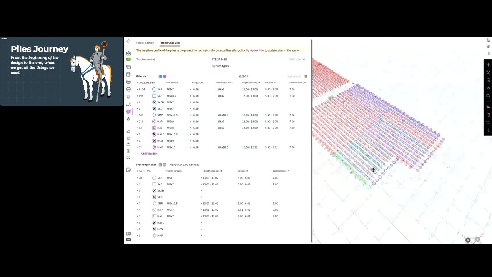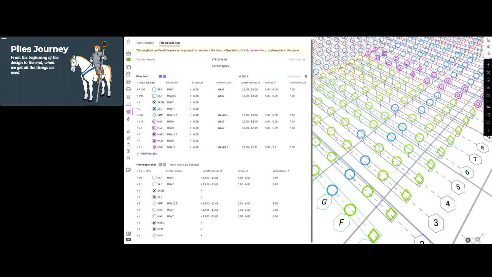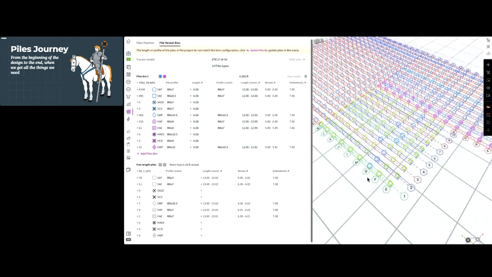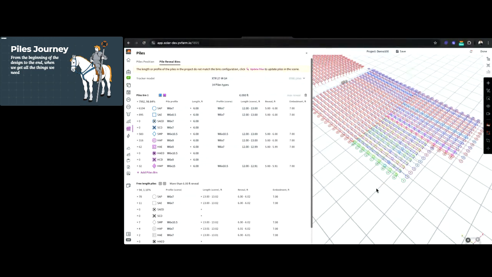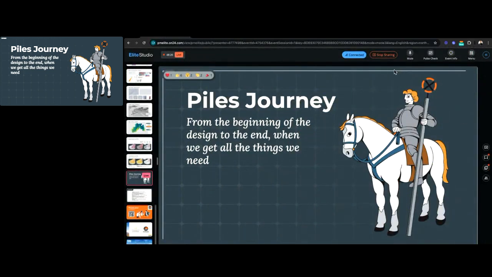You can see the rows, you can see the pile positions itself, and basically you can download this quickly into a CSV file and work with this further. Okay, I'm coming back. Stop sharing my screen.